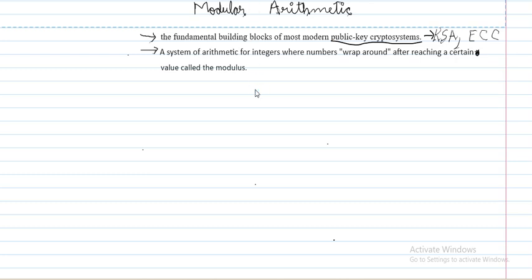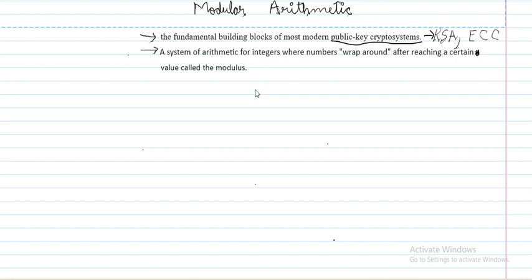So today let us discuss modular arithmetic. Modular arithmetic is the fundamental building block of most modern public key cryptosystems. A public key cryptosystem is a method for secure communication that uses a pair of keys, a public key and a private key. Both the sender and the receiver have the public key and the private key.